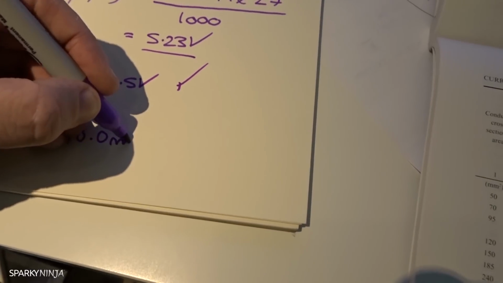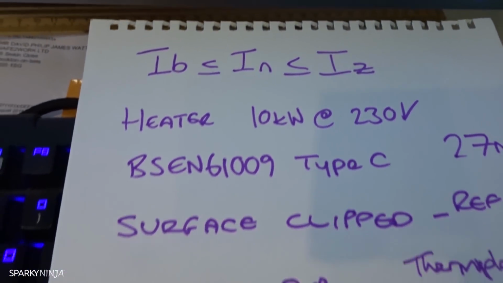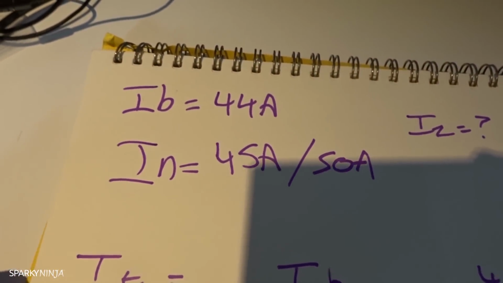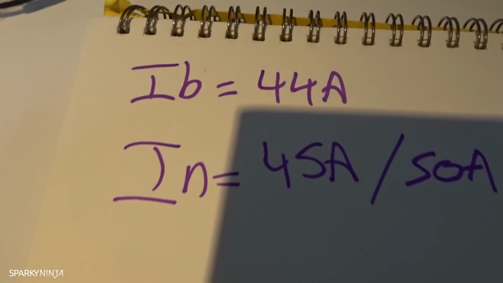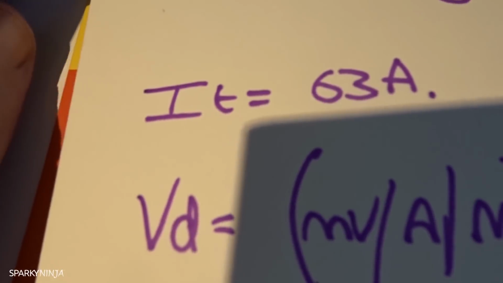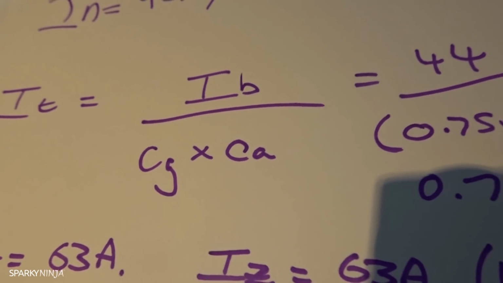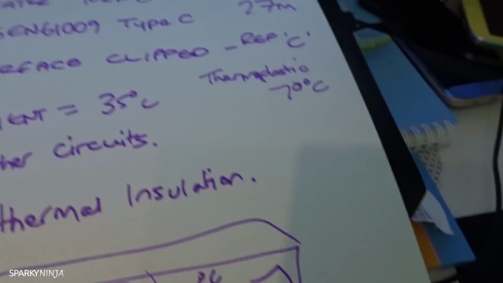All of this means that this scenario requires 10 mil line cables. Okay, and that's the process. So IB, IN, IZ. Start off with that. Power over voltage to get IB, select your IN, which you're given in the scenario. IZ, you have to calculate. You have to obtain from the book, but you need IT first. And to get IT, you use the formula in Appendix 4, which requires selection of rating factors, which are given to you in the scenario.